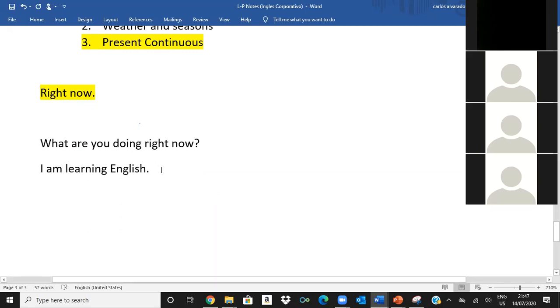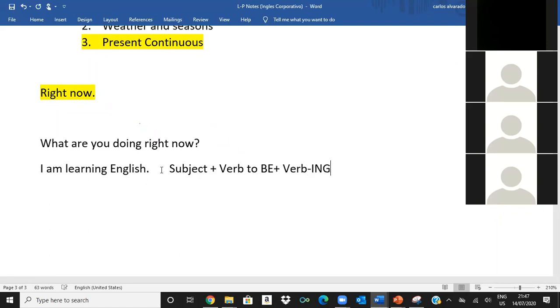So, what do I use? I use subject plus verb to be. Bien importante que using a verb to be para esta estructura. Then I use the verb and then I put ing on the verb. And then I use my complement. Okay? For example, I am teaching English.